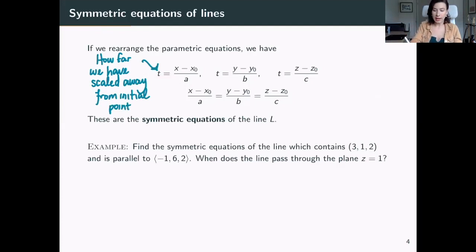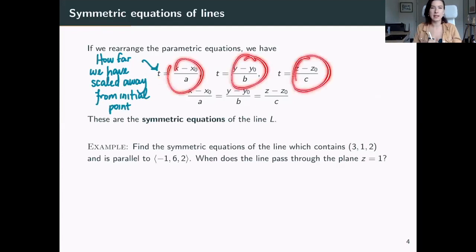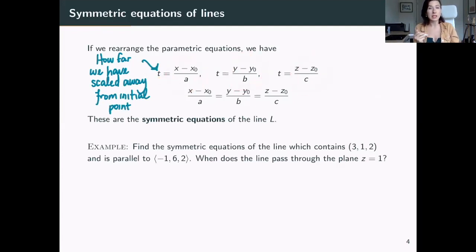So once we do that, we have t being equal to these expressions. And so we have that t is equal to x minus x naught over a, equal to y minus y naught over b, equal to z minus z naught over c. And as I mentioned, these are what we call the symmetric equations of the line L.